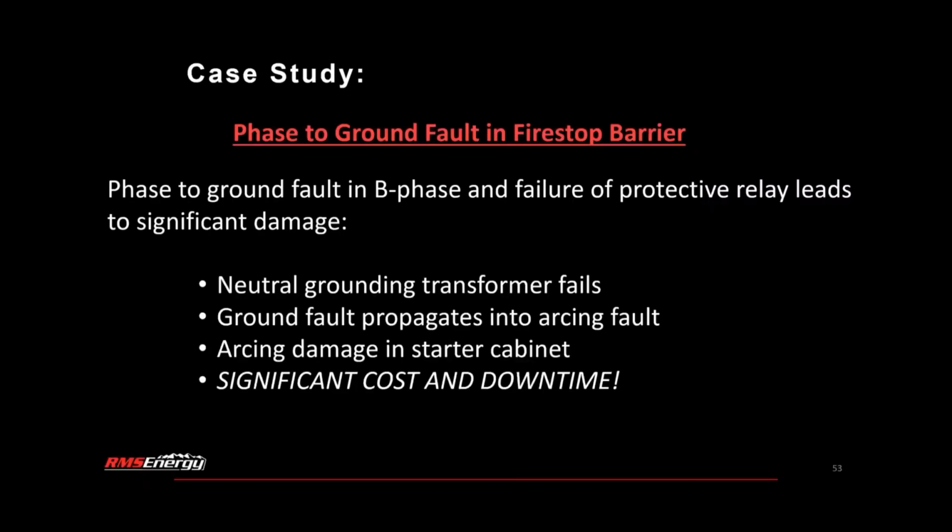So the first case study we'll look at was a phase to ground fault in a fire stop barrier. A phase to ground fault in B phase began in the fire stop material. Failure of the protective relays led to eventual failure of the neutral grounding transformer.